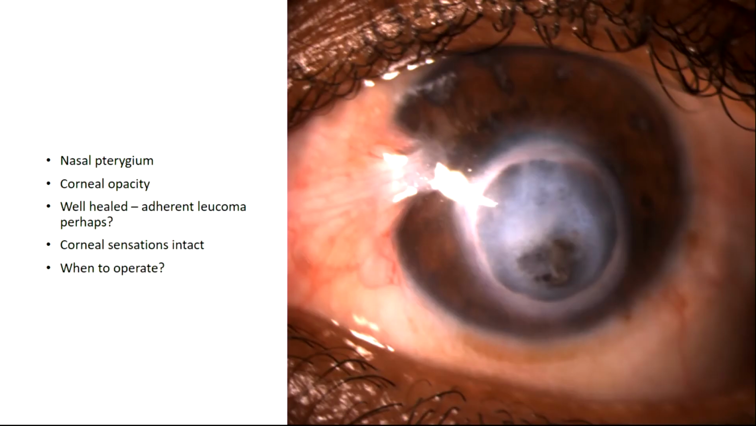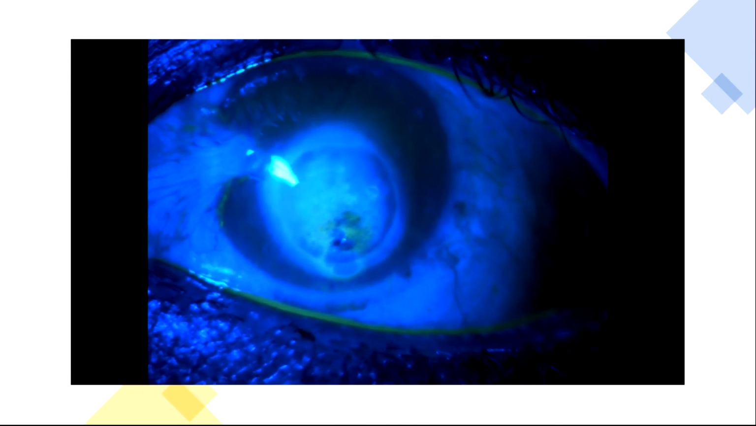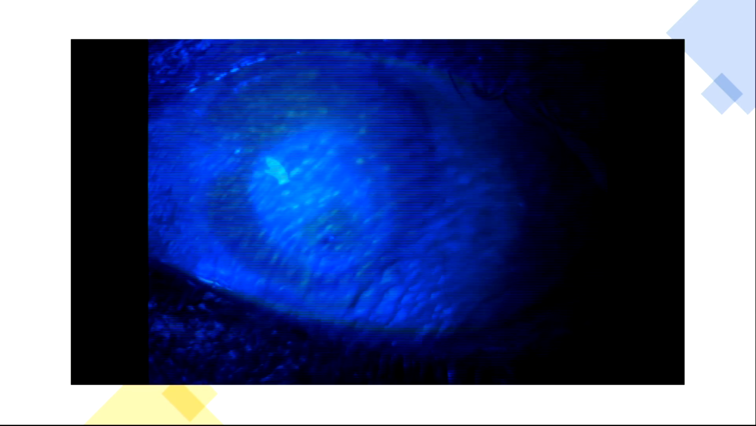So we need to tailor our treatment options as the patient demands and as the eye demands. This eye looks like a straightforward adherent leucoma, has a small nasal pterygium. It looks well healed and corneal sensations are intact. I feel like probably we would want to operate. But when you do the fluorescein staining, you see a very prominent and active Seidel's test positive here.